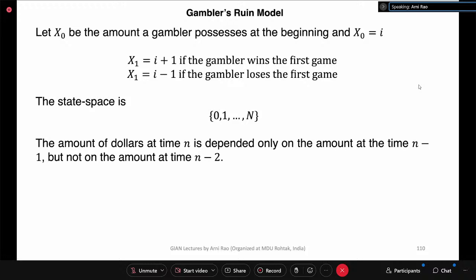So the amount of rupees at time n depends on the amount of rupees at time n minus 1. So this is an example, the Gambler's ruin model, also a kind of example for a random walk model. And this holds the Markov property.